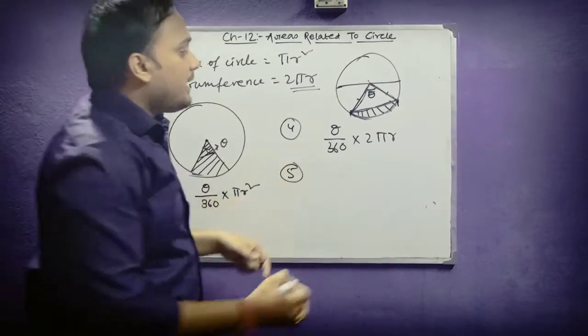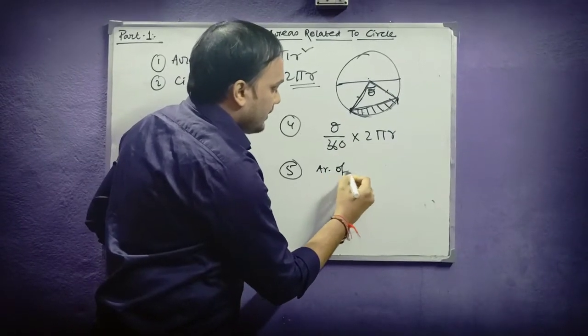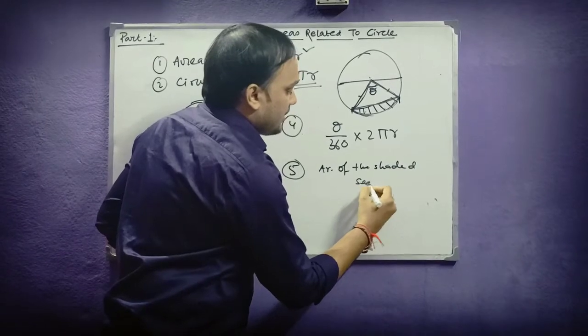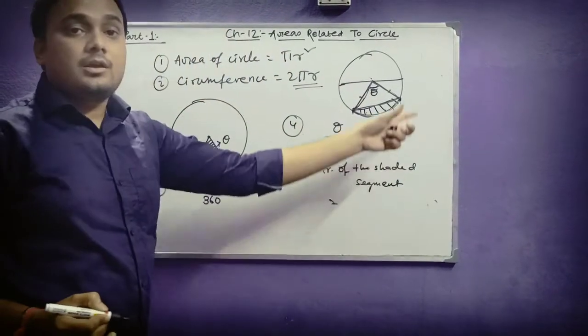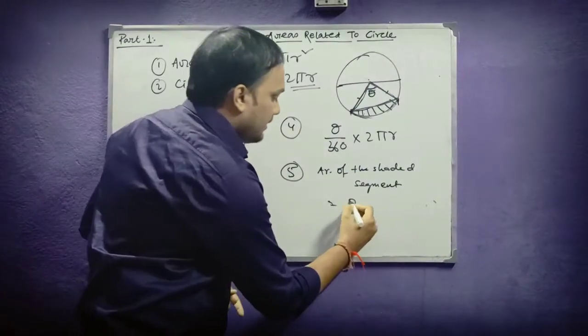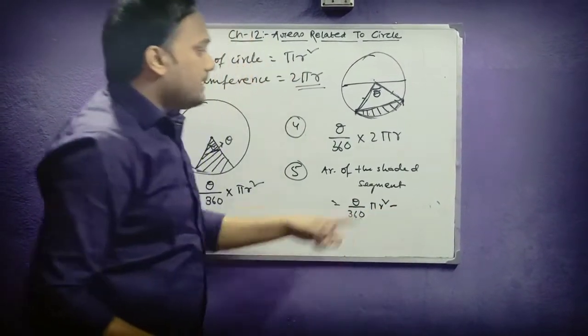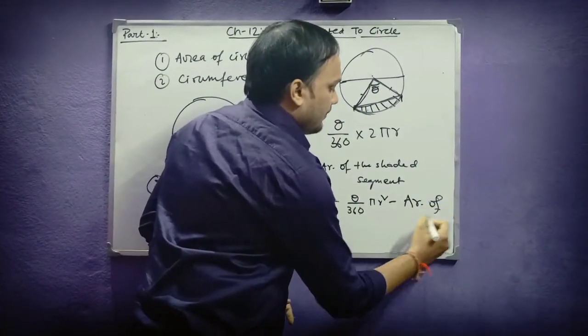So what will be the area of this shaded region? So the area of the shaded segment, or you can say the minor segment also, will be equal to the total area of the sector, that means theta divided by 360 into pi r square, minus the area of the triangle.